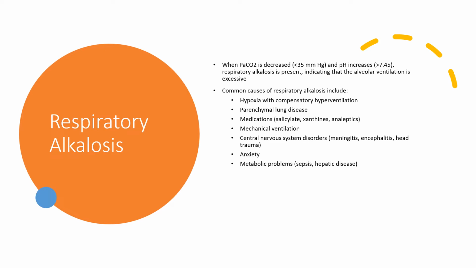When the PaCO2 is decreased, right, and the pH is above 7.45, so we have an alkalosis, which means alveolar ventilation is excessive. So common causes of this, hypoxia, right? If you're hypoxic, you're going to try to hyperventilate to support this, and that's where you'll see that initially. And that's why a lot of initial disease processes like pneumonia, those patients might actually have a respiratory alkalosis when we draw their blood gas.